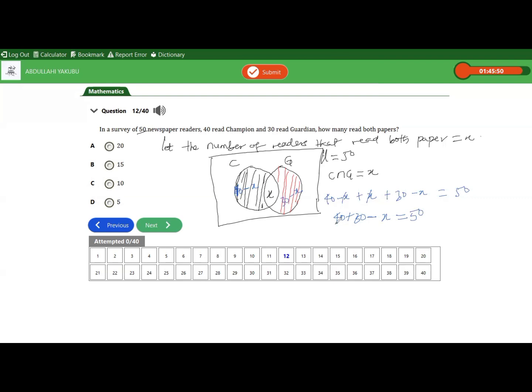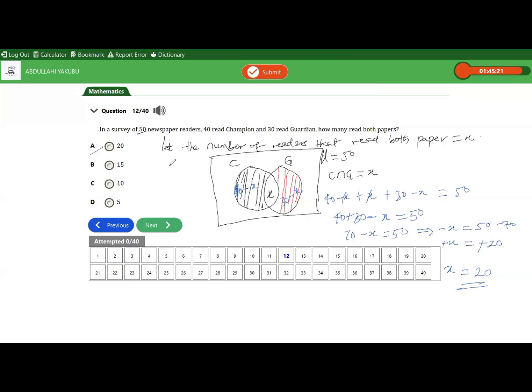So 40 plus 30 is 70, minus X is equal to 50, which implies minus X is equal to 50 minus 70. So minus X is equal to minus 20. We cancel the minus, and it shows that X is equal to 20. So the correct option here is option A, X is equal to 20. I hope this is understood.